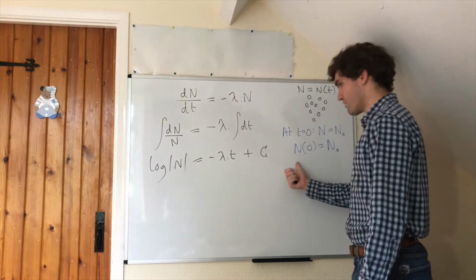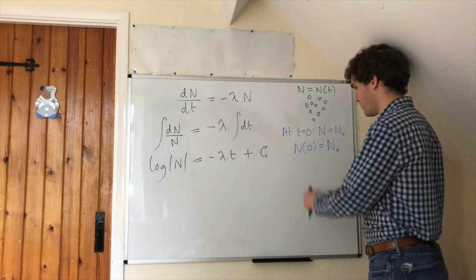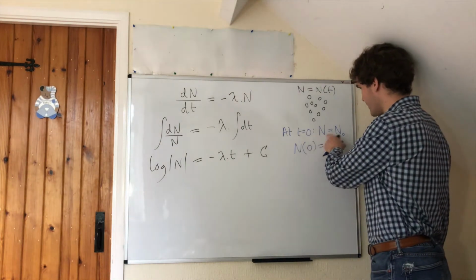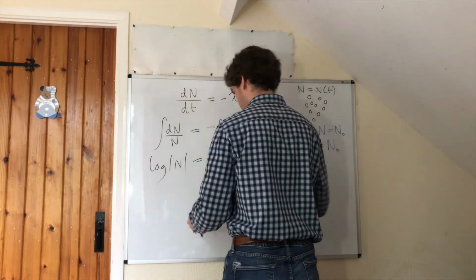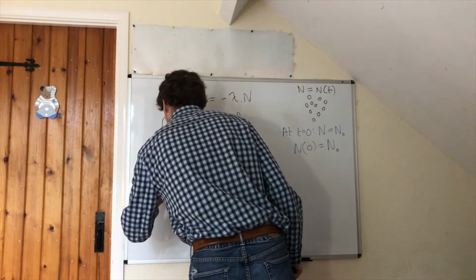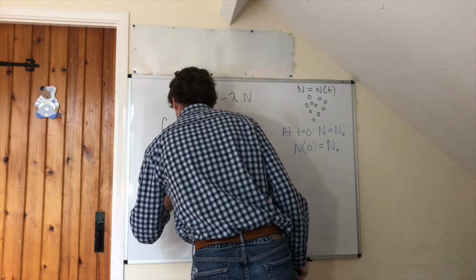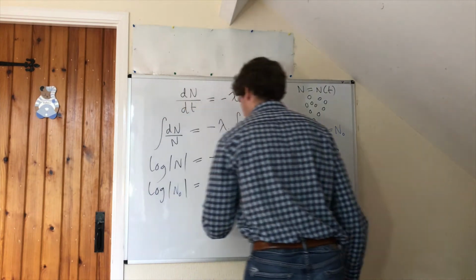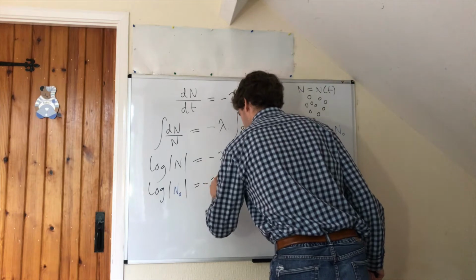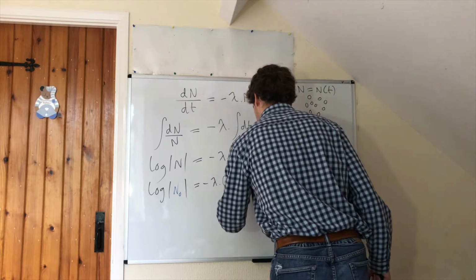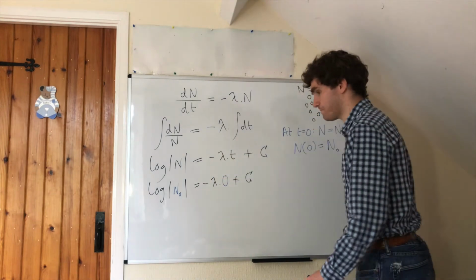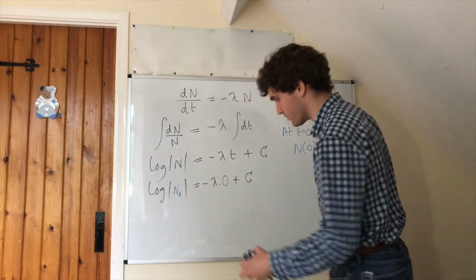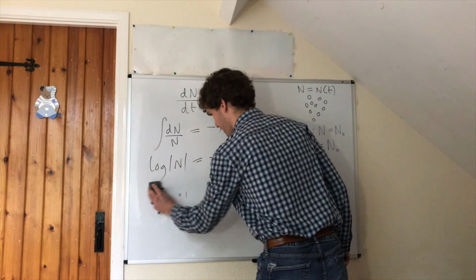Right, so we can now use our initial condition to find what c is. So at t equals 0, n equals n naught. So we can put 0 into here and put n naught into here, and then we can solve for c. So we can write log of n naught is equal to minus lambda times 0 plus c. So c is just equal to log of n naught, and we can put that back into the formula above.